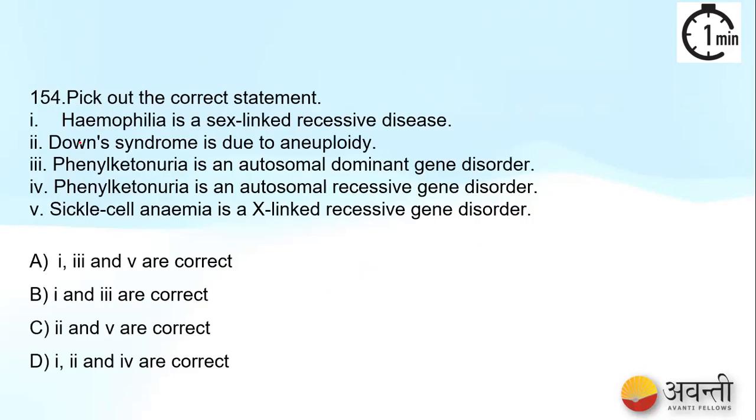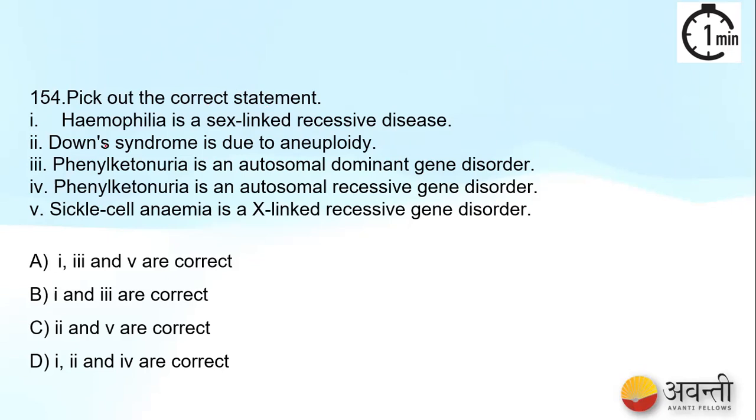Next one. Pick out the correct statement. Our first option says hemophilia is a sex-linked recessive disease. Down syndrome is due to aneuploidy. And then phenylketonuria is an autosomal dominant gene disorder. Phenylketonuria is an autosomal recessive gene disorder. Sickle cell anemia is an X-linked recessive gene disorder. So let us see. We have the options A, B, C, D. So let's see which of the following are right.